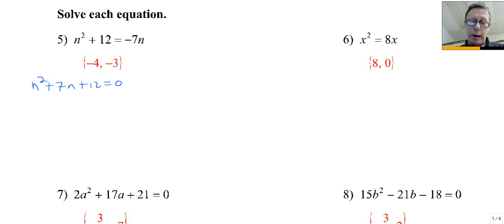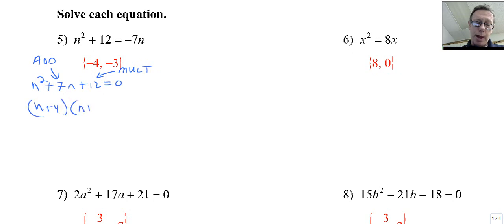Now I could use the quadratic formula. I'd prefer to factor it if I could, because that would be quicker. And so I'm looking, if I could factor it, it would be 2 numbers that add to the 7 multiplied to the 12. So that'd be 4 and 3, so I'll have n plus 4, n plus 3 equal to 0, and the values of n that would make each of these factors go to 0. Over here I would have n is equal to -4, n is equal to -3.